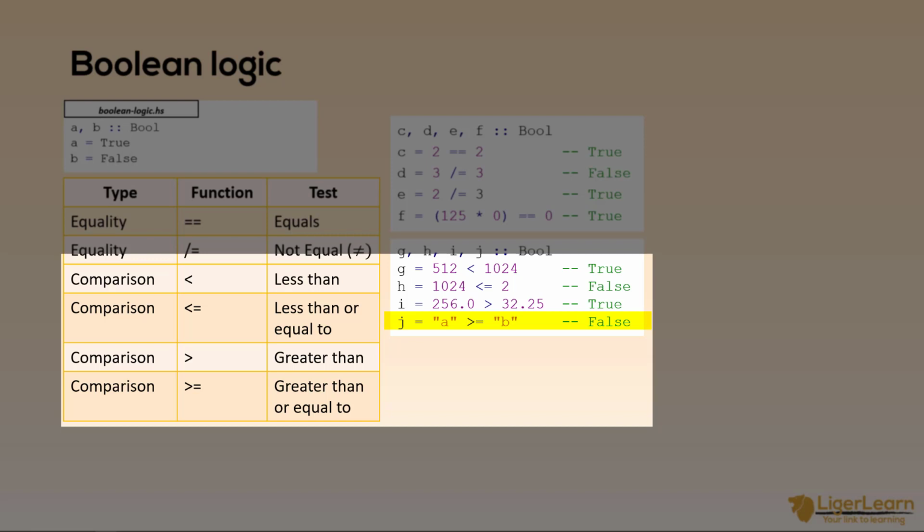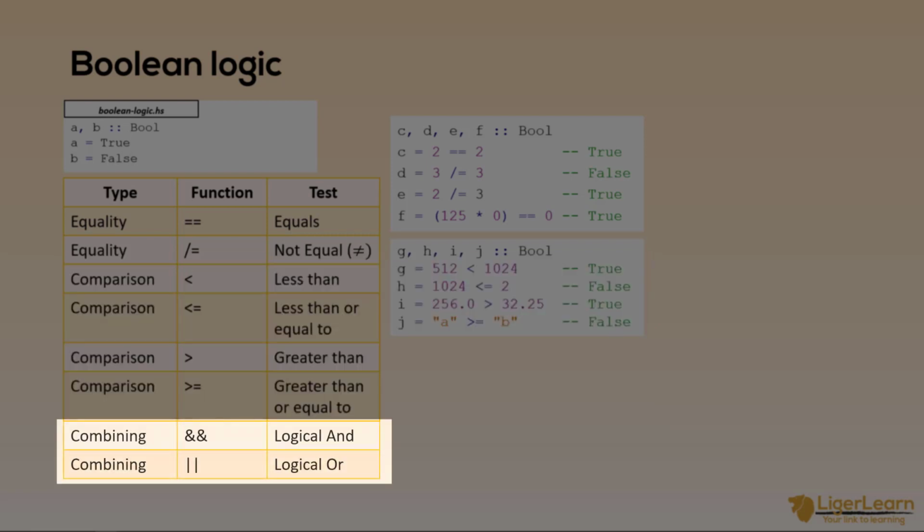These examples are shown using the comparison Boolean function on ints, doubles and strings. It is possible to do that because they all follow a well-known ordering. The next type of Boolean function is for combining Booleans. There are two functions for combining, logical AND and logical OR.